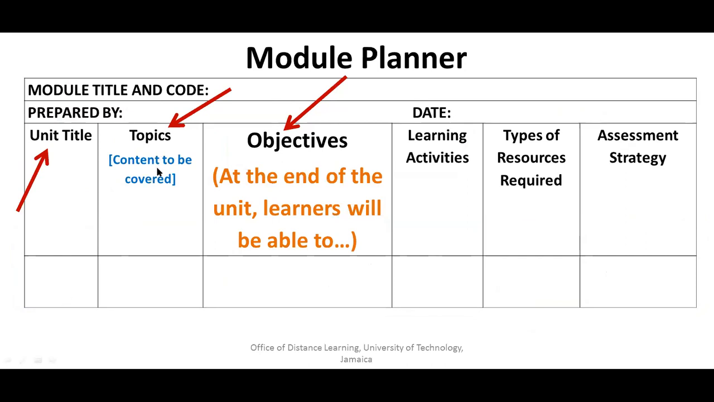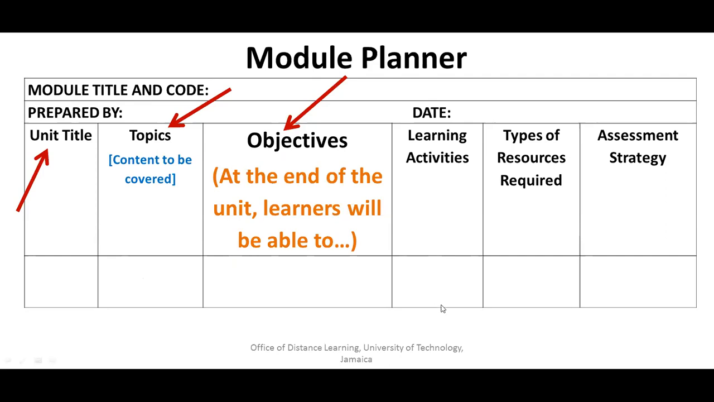Then we have the topics. What are the topics under unit 1? So these topics, we simply take them from the syllabus and put them right under the topics column, right beside the unit. So we are mapping across. Then we have objectives, and objectives will also follow what's on your syllabus.